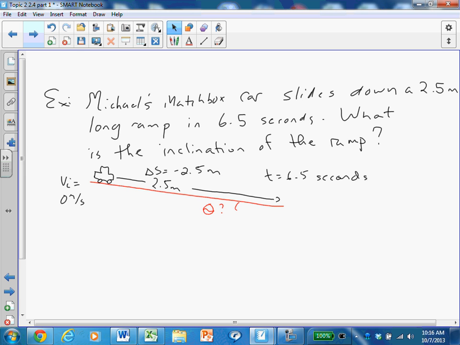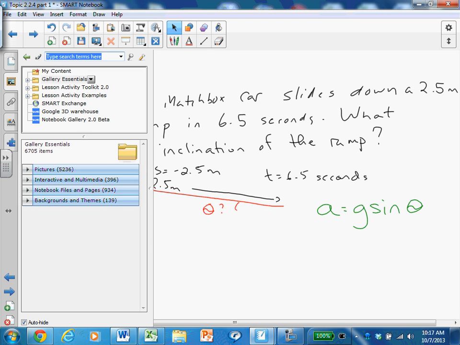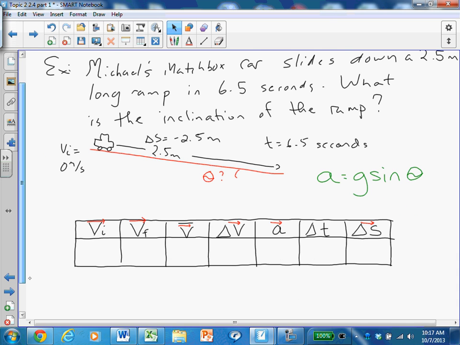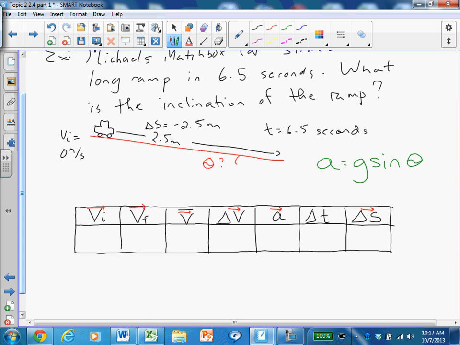Well, the first thing, if we get A, we can work backwards from A equals G sine theta. We'll use our really good chart to get A. We know what G is, and then we can solve for theta. So, chart in now, add some information. In this case, we have 0 meters per second. We have 6.5 seconds. We have minus 2.5 meters.